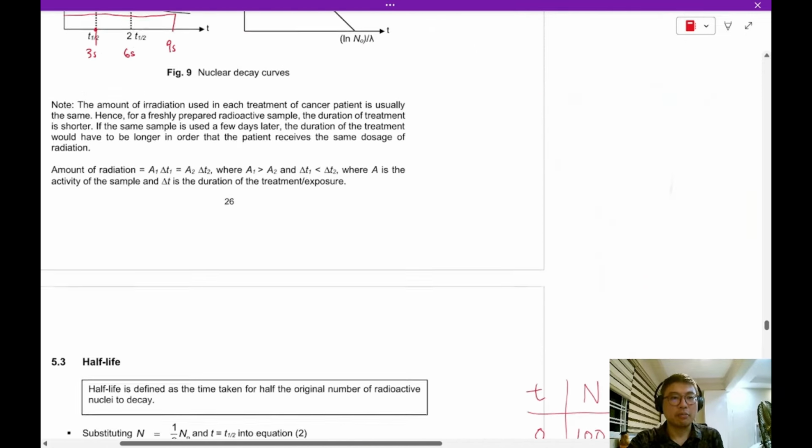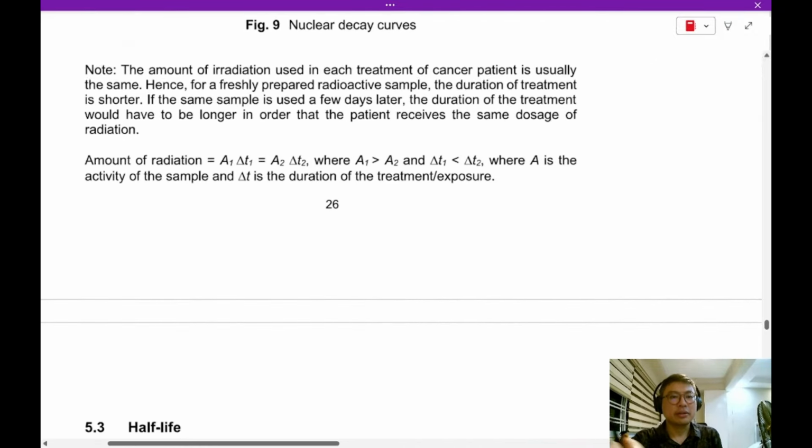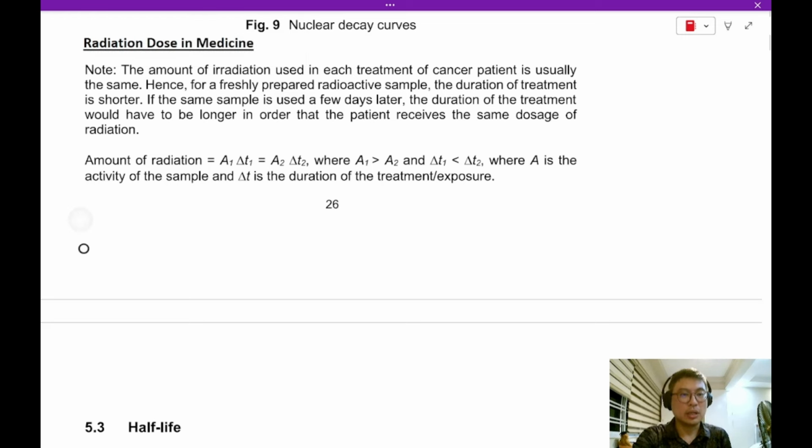I want to go back a couple of pages, page 26, to radioactive treatment in medicine. Okay. Radiation dose in medicine. So we're going to talk about now how radioactive chemicals are used in medicine, and how you have to consider how much radiation each person gets.